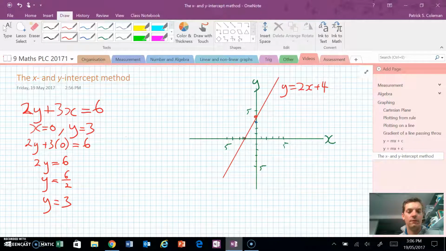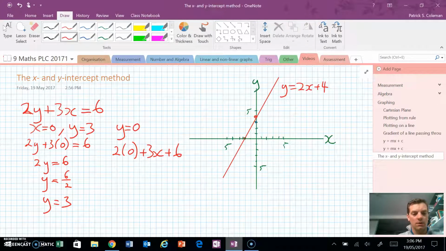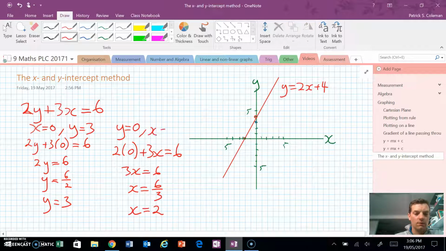Okay, so we've found the y-intercept. So now we're going to find the x-intercept, and we do that by saying that y is equal to 0. And again, we just plug that into the same equation. So 2y plus 3x equals 6, and that's obviously 2 times 0, which is going to be 0. So we've got 3x equals 6. x equals 6 over 3, therefore x equals 2. So we've got x equal to 2.